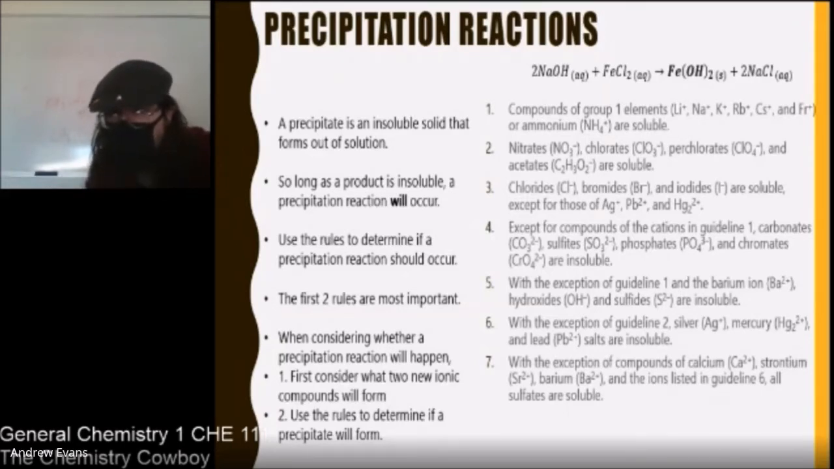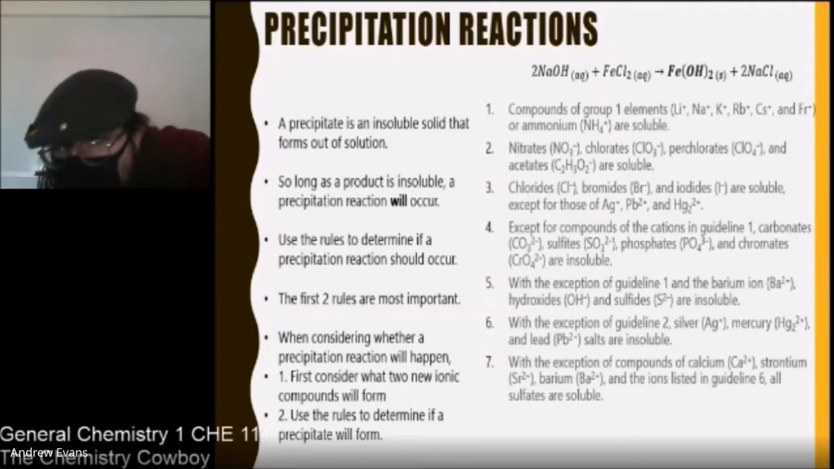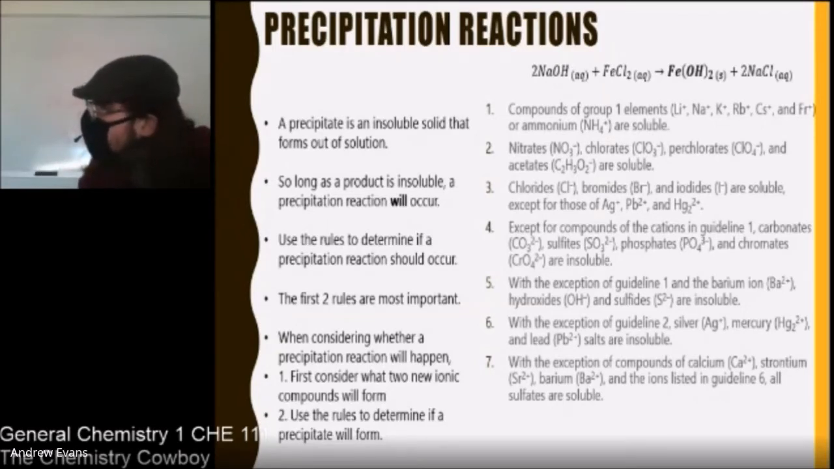Rule 4. Excepting for rule 1, carbonates, sulfites, phosphates, and chromates are usually insoluble, meaning they form solids. Sodium carbonate is an example of the exception, except for rule 1, where sodium will always be soluble all the time. So sodium carbonate would be soluble, but beryllium carbonate would not. Lithium sulfite would be soluble, zinc sulfite would not. So rule 4 says these don't like to dissolve except for rule 1.